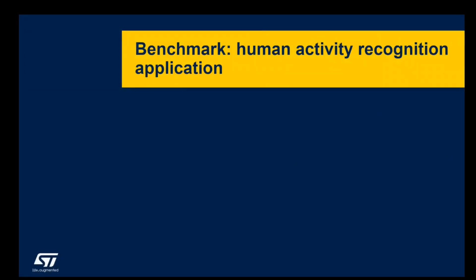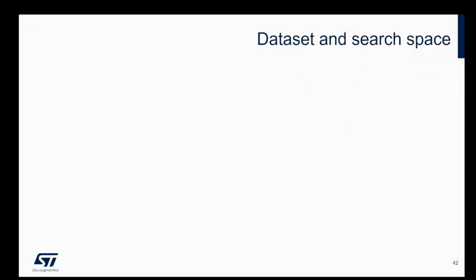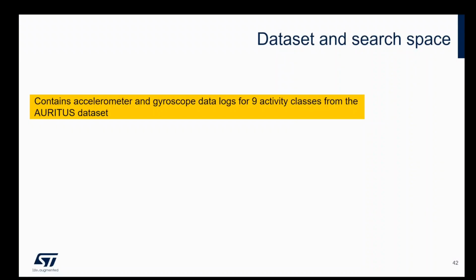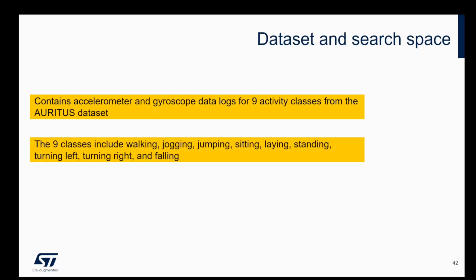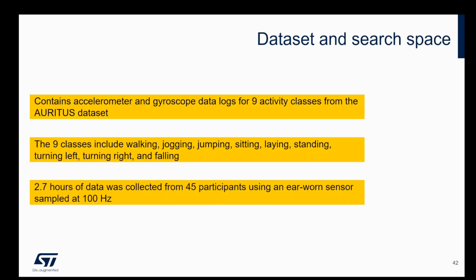So now once you have done this, I want to show you how well does it work. There is some benchmarking that we have done for a human activity recognition application. In this case, the data that was used was accelerometer data and gyroscope data for 9 activity classes, and we used a publicly available data set called Auritus. Auritus contains data for walking, jogging, jumping, sitting down, lying down, standing, turning left, turning right, and falling. This was 2.7 hours of data with 45 users. The sensor data was sampled using an ear-worn device like your Apple AirPod. Data was sampled at 100 Hertz rate.